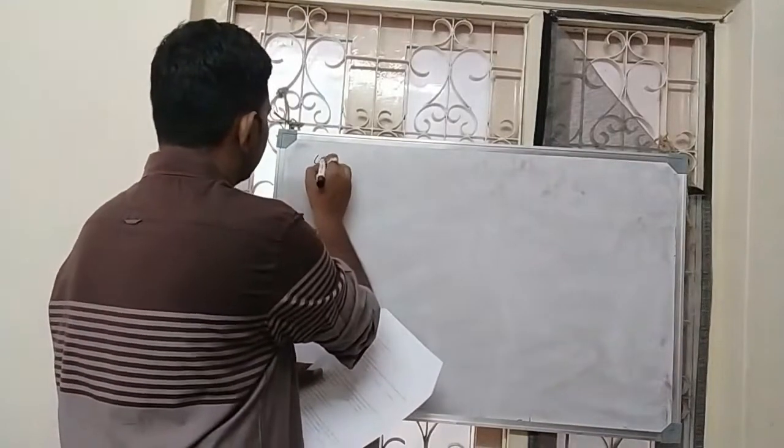Coming to the next question, question number 41. Two elements A and B form compounds having formula AB2 and AB4. When dissolved in 20 grams of benzene, 1 gram of AB2 lowers the freezing point by 2.3 degrees, whereas 1 gram of AB4 lowers it by 1.3 degrees. Kf for benzene is 5.1 Kelvin kg per mole.